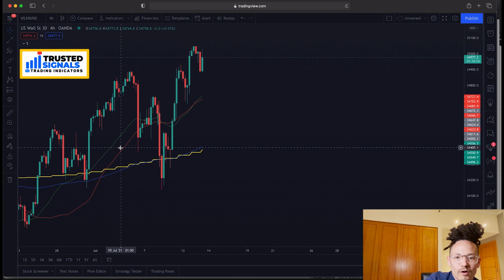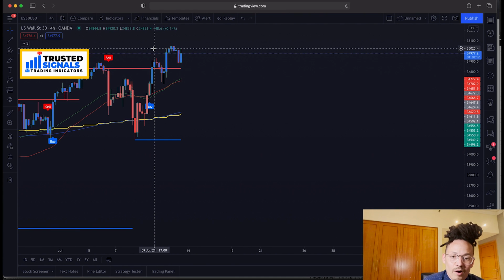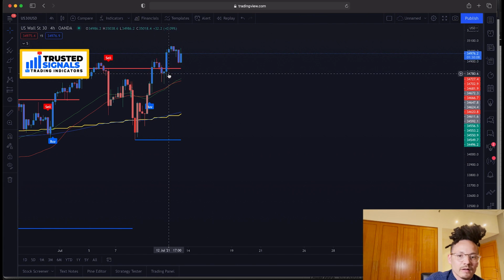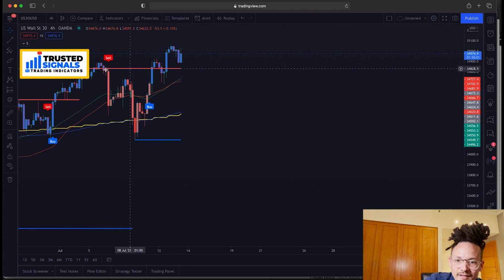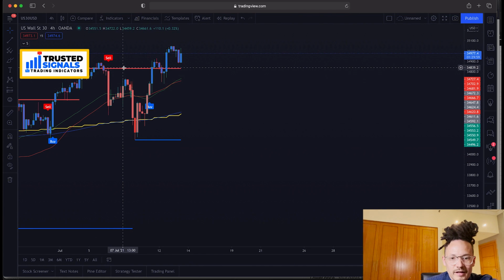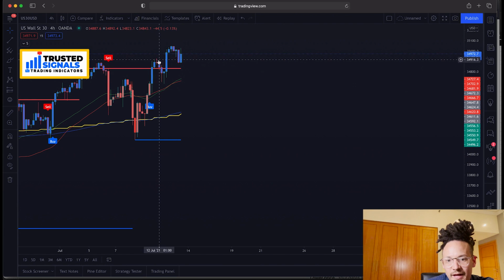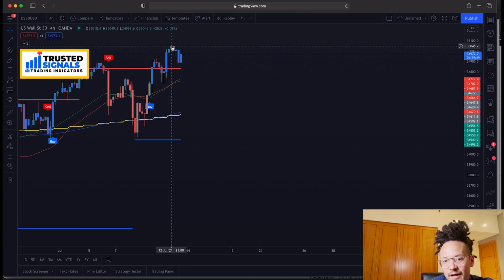All right, so 4 hour. See, we're at the top. So I'm definitely, in my mind, not going to look for a buy. A great point is entering on the retest. So right here, we could clearly see that this resistance line has been broken. It was broken. So it pushed up, came down, broke again. And this, my friend, is the retest of the resistance line.